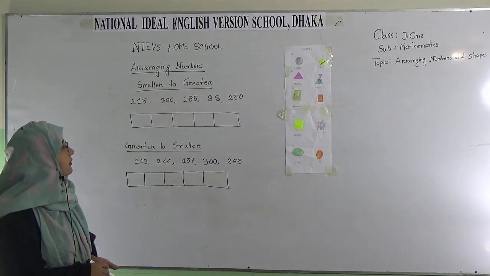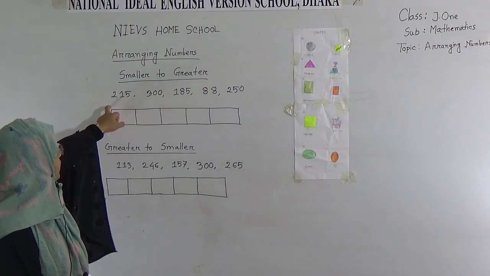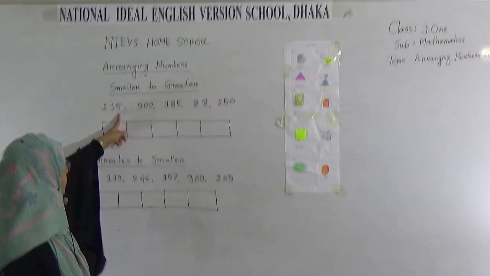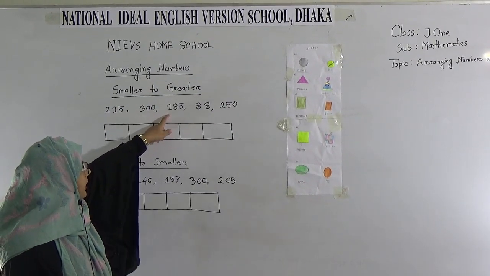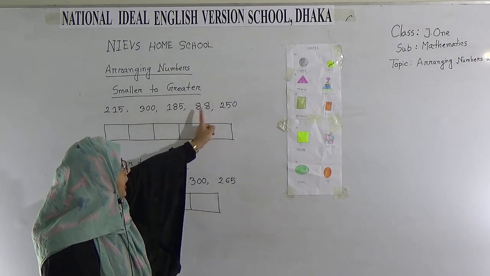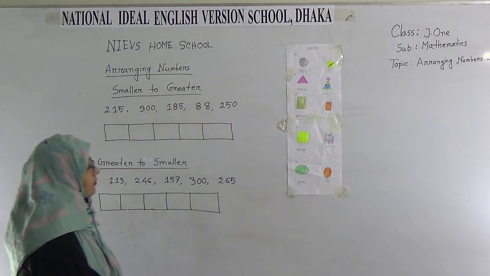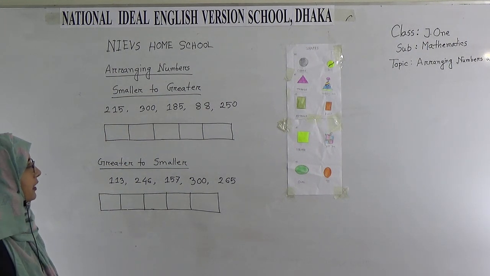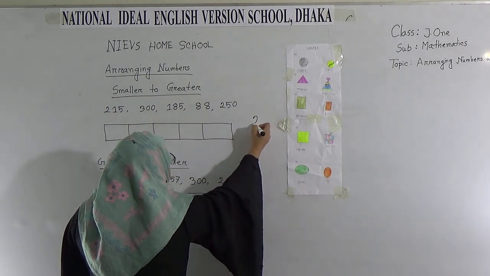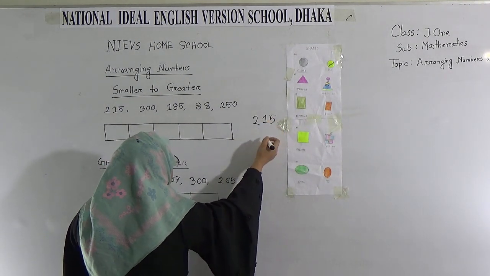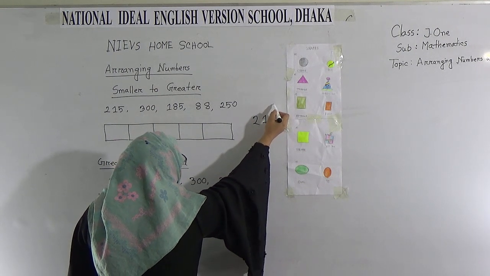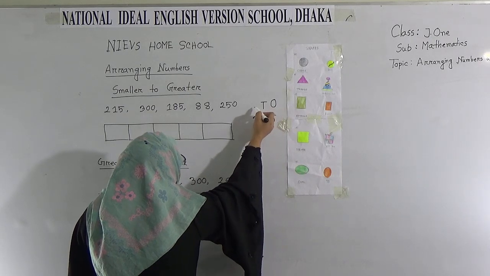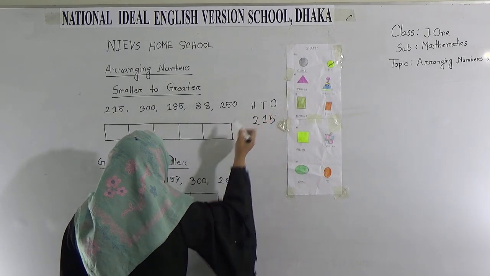My dear students, see, there are 5 numbers here. Let us see what the numbers are. The numbers are 215, 300, 185, 88 and 250. In the previous class, we learned the place value of any number. Let us see, if 215 is a number, then the digit 5 is in the 1's place, 1 is in the 10's place and 2 is in the 100's place.